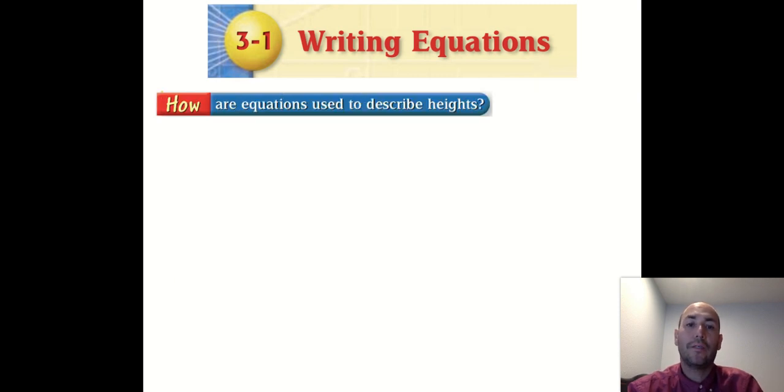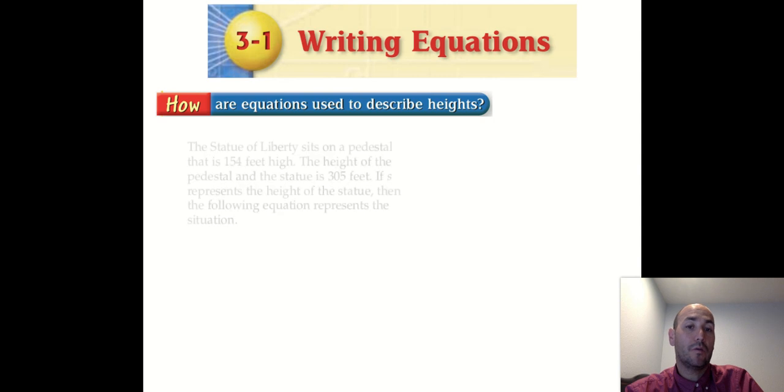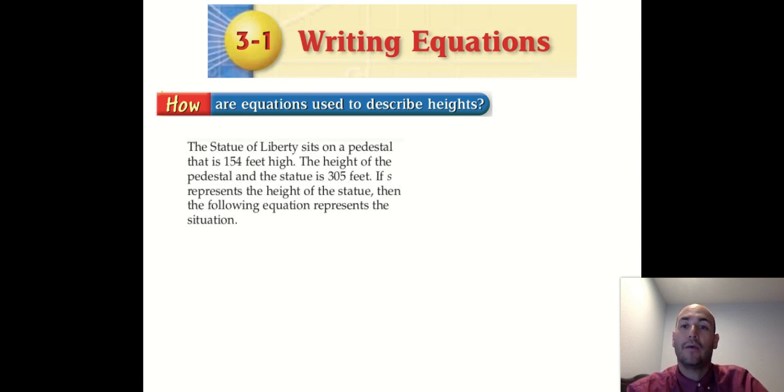So how are equations used to describe heights? In this scenario, the Statue of Liberty sits on a pedestal that is 154 feet high. The height of the pedestal and the statue is 305 feet. If S represents the height of the statue, then the following equation represents the situation.